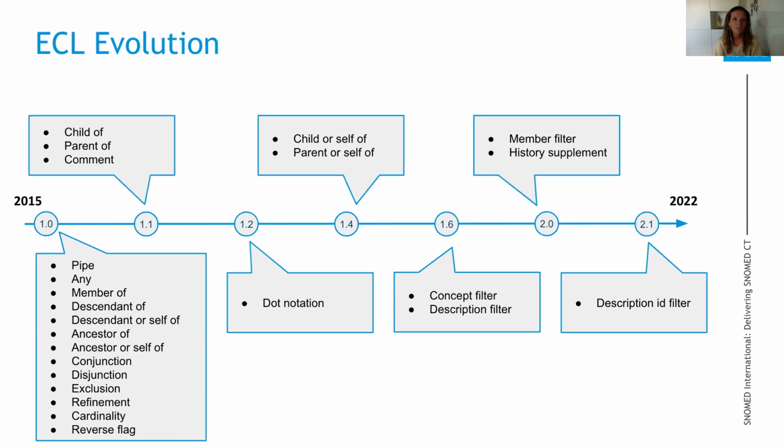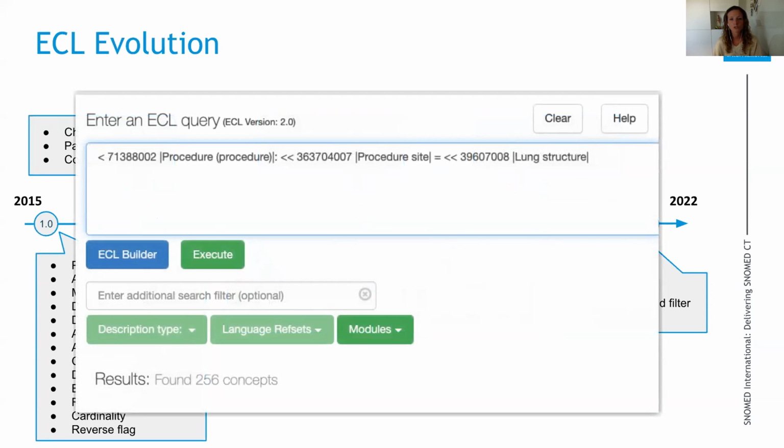But as you can see here, the first version was released in 2015. Since then, a number of new versions have been published to meet the emerging requirements and use cases. The SNOMED CT browser supports version 2.0, which was released earlier this year. You can always see the version in the brackets here in the expression constraint queries tab of the browser.